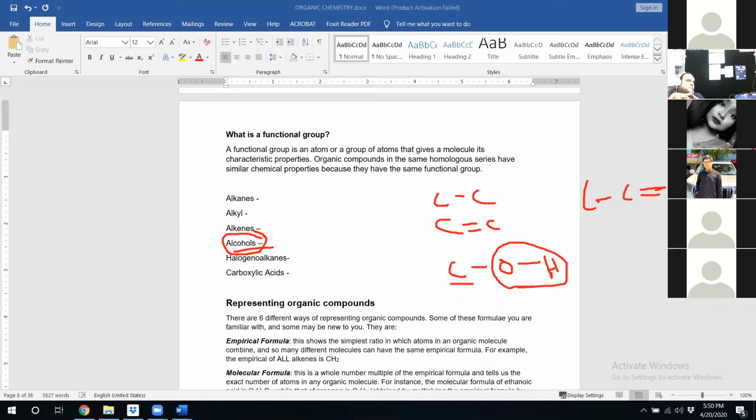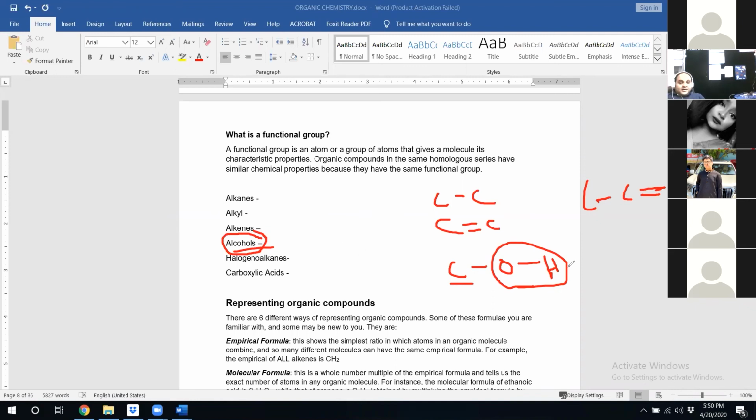But for now, if you understand that if a compound has a carbon-carbon single bond or a carbon-hydrogen single bond, it would belong to an alkane. If it has a carbon-carbon double bond, it will belong to an alkene. If it has a carbon bonded to a hydroxy group or an OH group, then it will be classified as an alcohol.